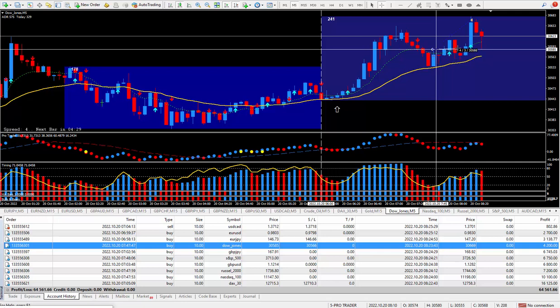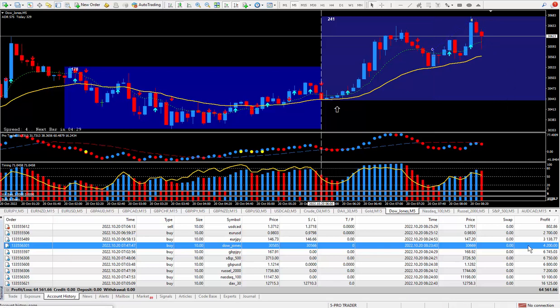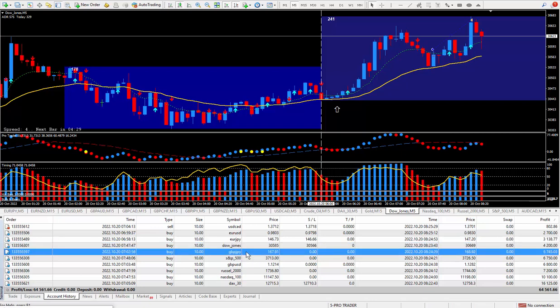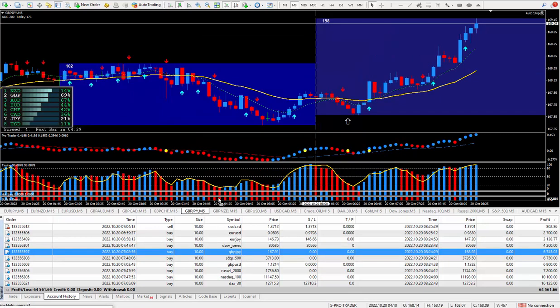Now, the calculator, I took the money, divided it by $5, and it shows 84. So there's 84 ticks, and there it is right there. 84 ticks times the 5 times the 10 lots paid out $4,200. Moving on to the next trade, the pound yen.